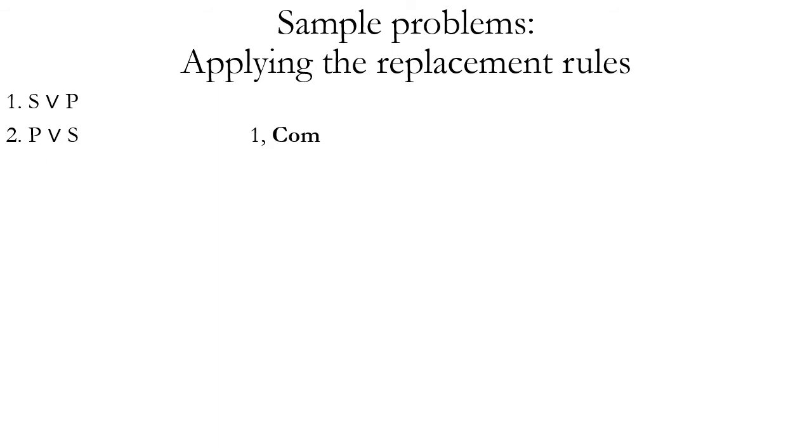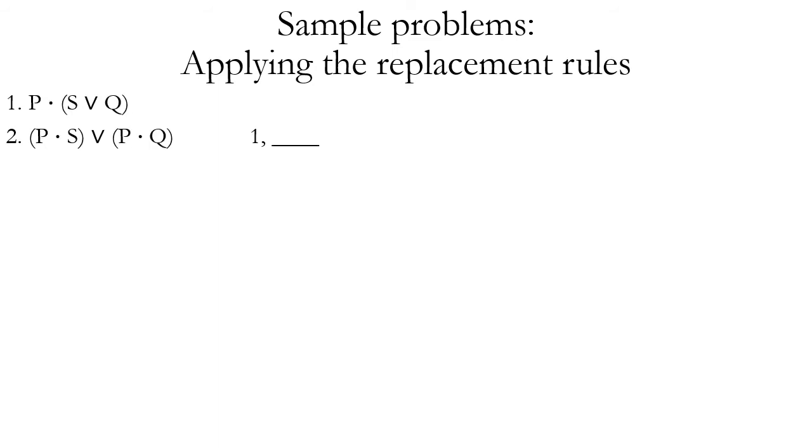It's commutation, or com. This is the rule that lets you flip around the order either of disjuncts or of conjuncts. Another practice problem. We have a wedge, one of whose disjuncts is another wedge, and we're switching around the parentheses around which operator. So which rule is this? This is association.